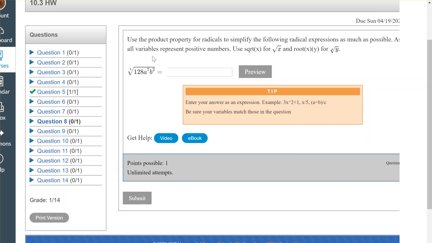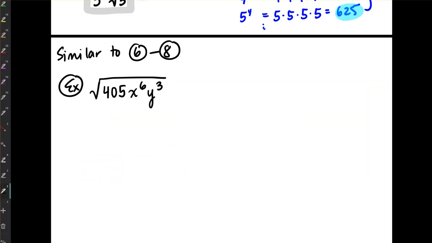variables there. We're still using the product property to pull out as much as we can. In example 6, since it's a cube root, we're looking for perfect powers of 3. In example 7, also a cube root, but then in example 8, it's a fifth root, so you're looking for perfect powers of 5. Let's do a similar problem on a separate piece of paper.